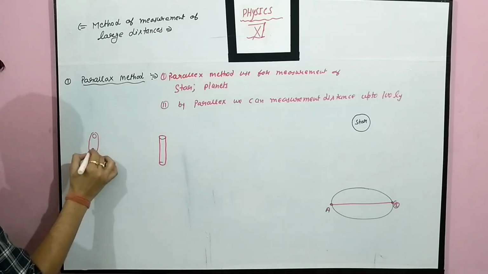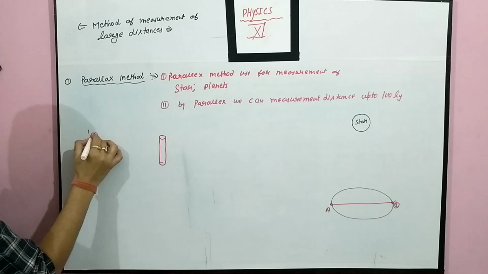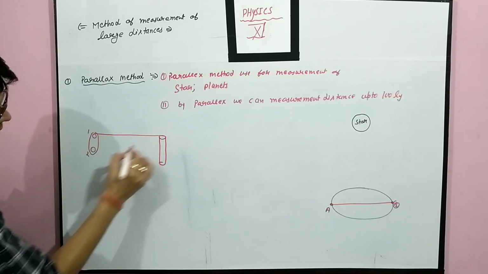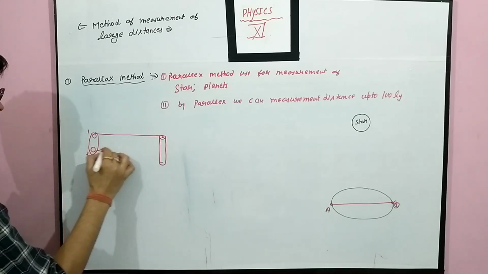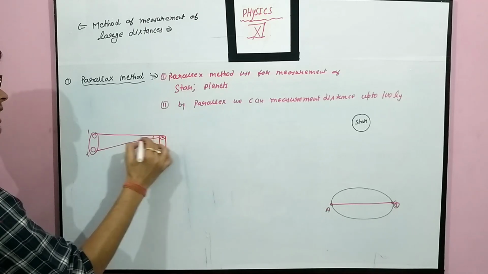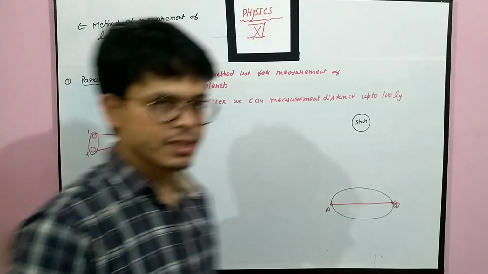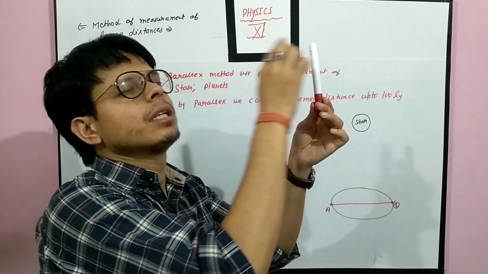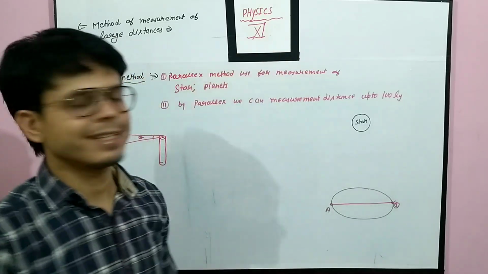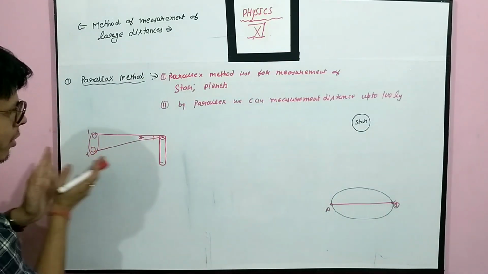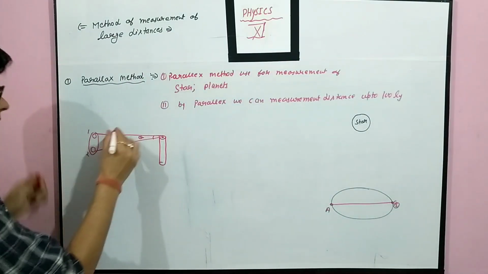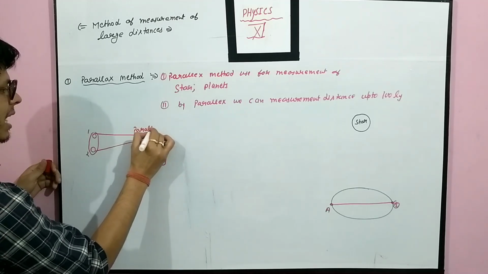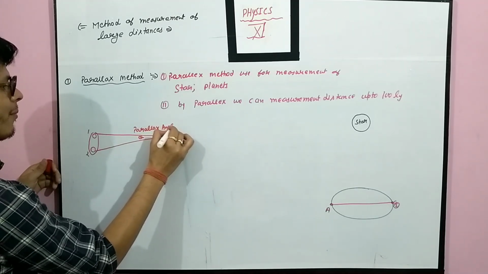These are my 2 eyes, the first one and this is the second one. I will observe from here. This is the point where I am going to observe. So what angle will form here? From 2 points, when we observe the object, there will be an angle. This angle is called the parallax angle.